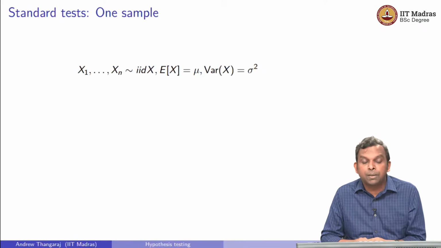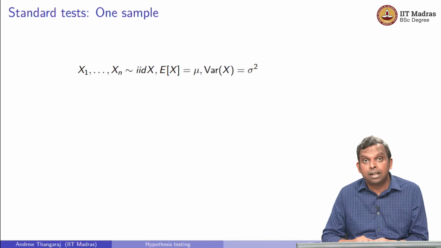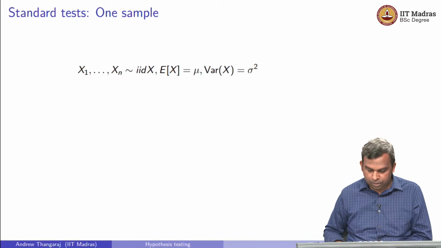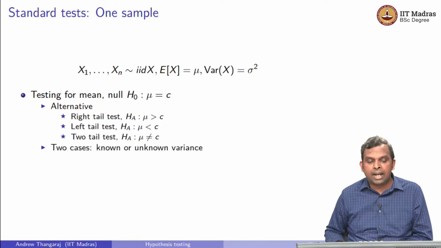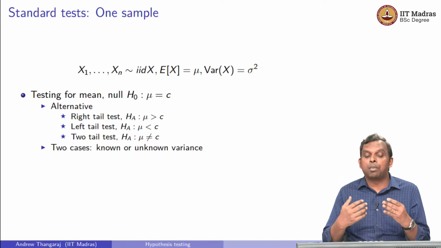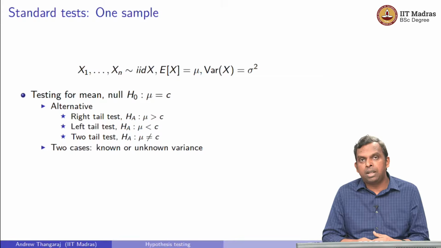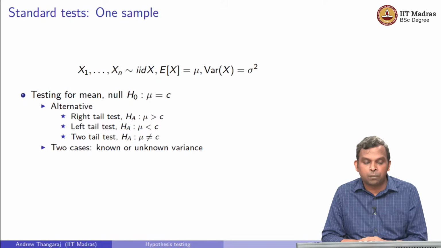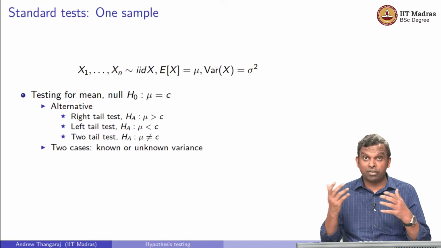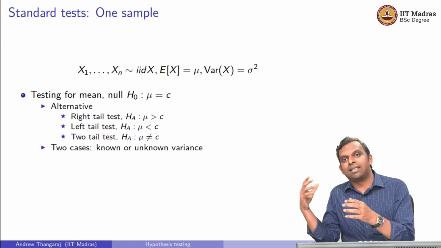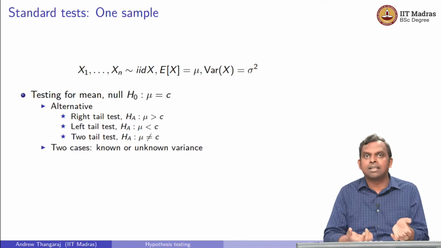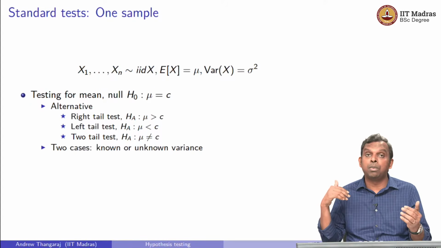Okay, so here's a situation where you have IID samples. Maybe the distribution has an expected value. It also has a variance. This is a very common situation, and there is something called testing for the mean. If your hypothesis is about the mean, for instance, your null hypothesis might be that the mean equals some c. And you may have alternative hypotheses of different varieties. You may have the mean being greater than c as one alternative. Another might be the mean is less than c. Another may be mu is not equal to c.